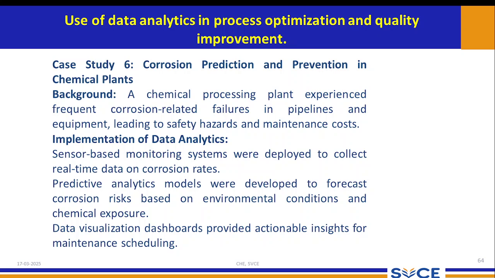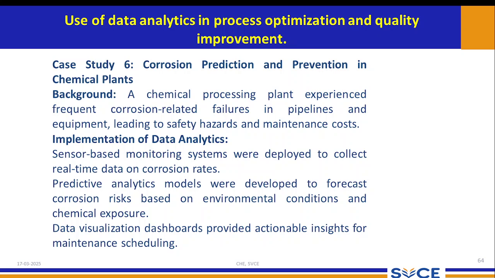Here, a chemical processing plant was experiencing frequent corrosion-related failures in pipelines and equipment, leading to safety hazards and maintenance costs. When a fluid passes through, maybe a gas containing hydrogen sulfide or a crude oil containing hydrogen sulfide, it will obviously corrode the pipeline. That leads to a safety hazard. When corrosion happens, the strength of the pipeline is reduced, so there may be a leakage, a loss of money, or even chances of fire.